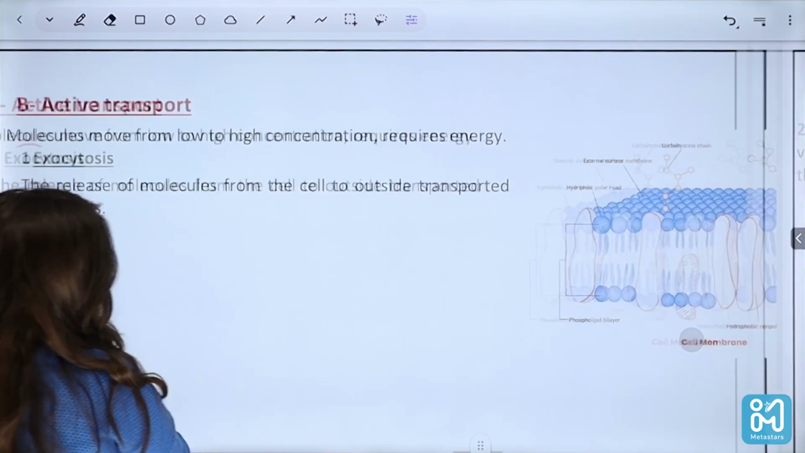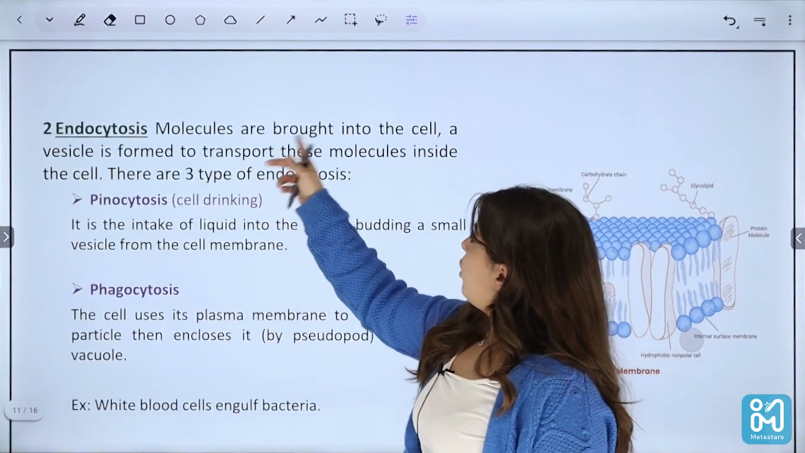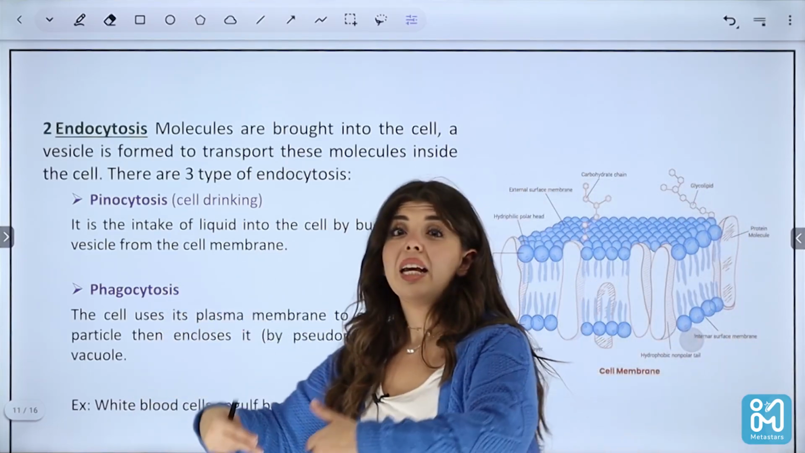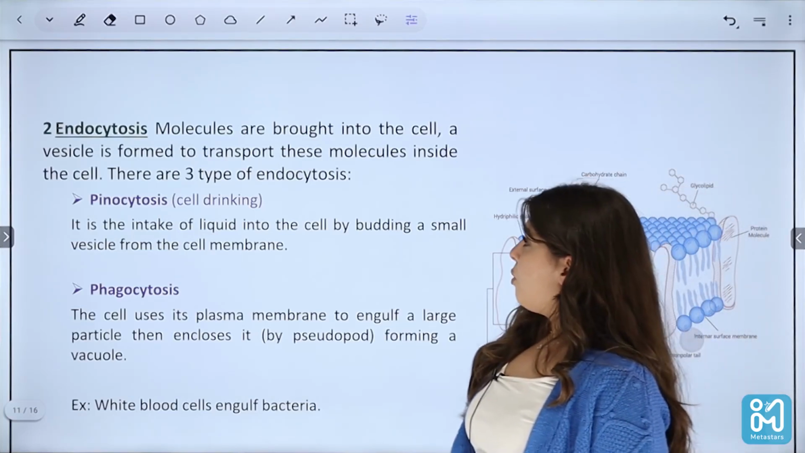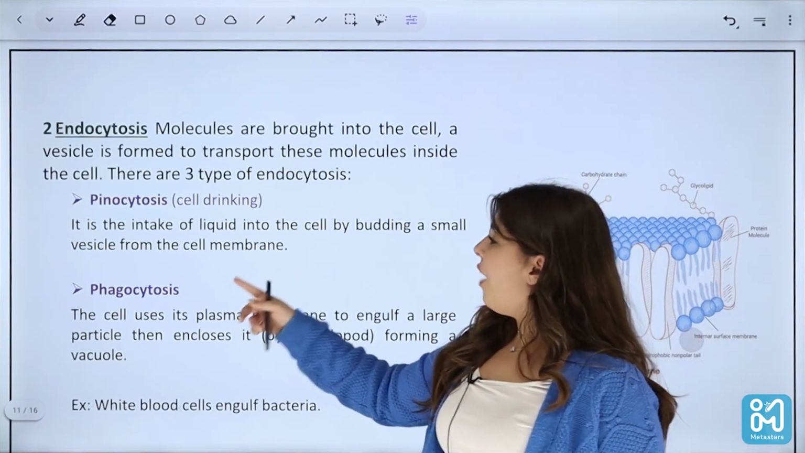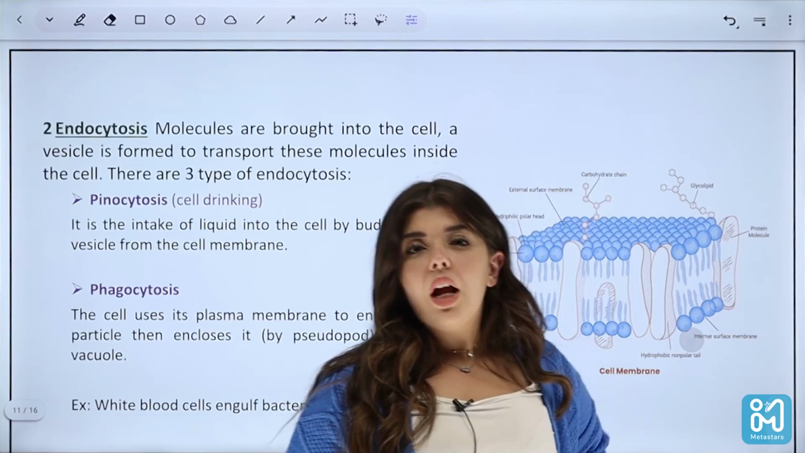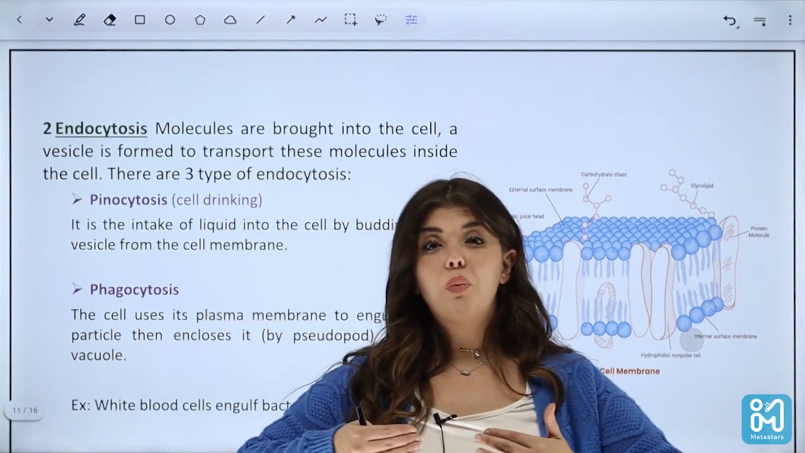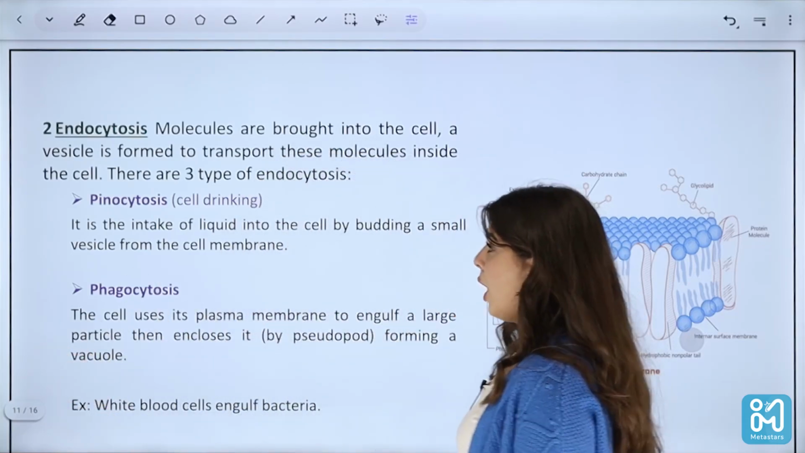The second one is endocytosis. Molecules are brought into the cell when a vessel is formed, and this vessel needs energy to form. There are three types of endocytosis. Pinocytosis is cell drinking. Phagocytosis is cell eating. If the cell wants to drink water, it makes a vessel and takes the water inside by endocytosis. All of this needs energy to happen.